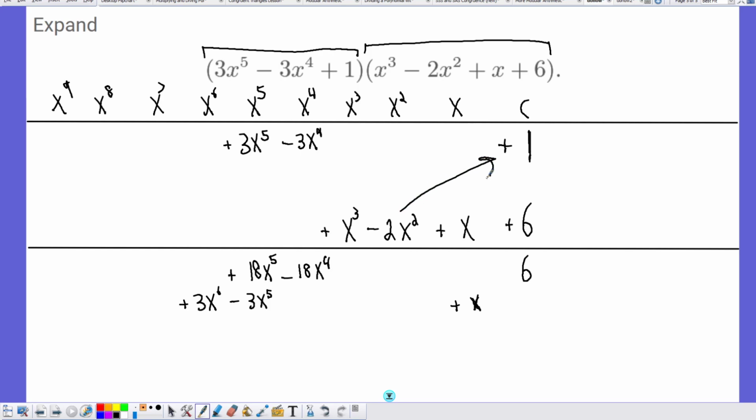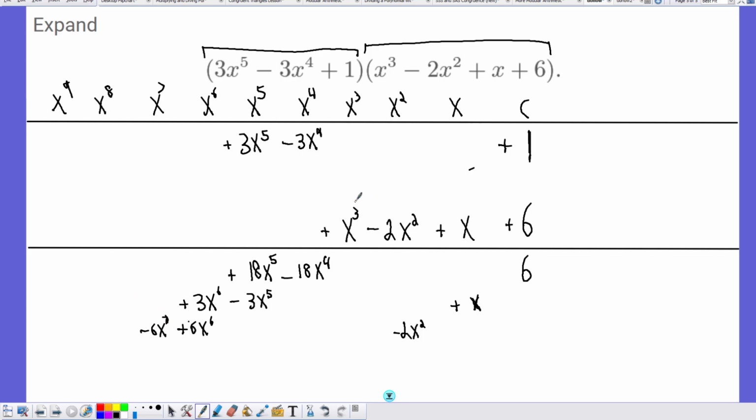So negative 2x squared times 1 is negative 2x squared. So drop that down, negative 2x squared. Then we have, let me erase that, negative 2x squared times negative 3x to the 4th, which would be, well, negative 2 times negative 3 is a positive 6. X squared times x to the 4 is x to the 6. So 6x to the 6. Then we have negative 2x squared times 3x to the 5th. Well, negative 2 times 3 is negative 6. X squared times x to the 5th is x to the 7th. So we have a negative 6x to the 7th power.